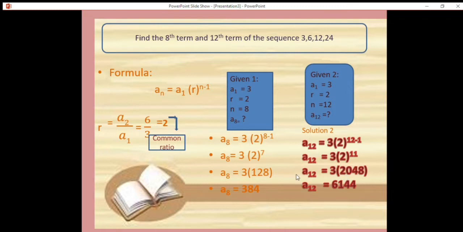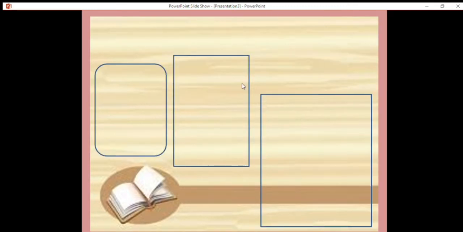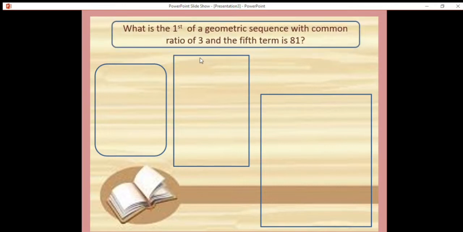Now, what if the a sub 1 is the one that is missing? How do we solve it? First, understand the problem. What is the first term of a geometric sequence with a common ratio of 3 and the 5th term is 81? So, the common ratio and the 5th term, 81, are given. Copy the formula. Then, identify the a sub n, a sub 1, the common ratio, and the number of terms in this problem. Our a sub n is a question mark, because that is the missing one or the unknown. Then, our r is the common ratio.